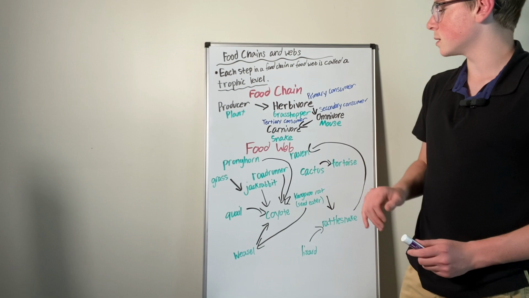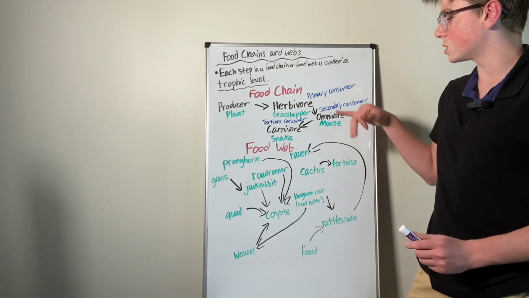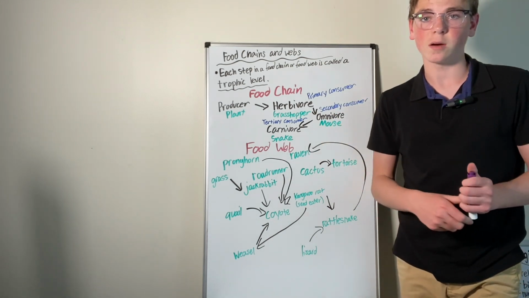So it would be like a plant. Then a grasshopper eats that, a mouse eats the grasshopper, and a snake eats the mouse.